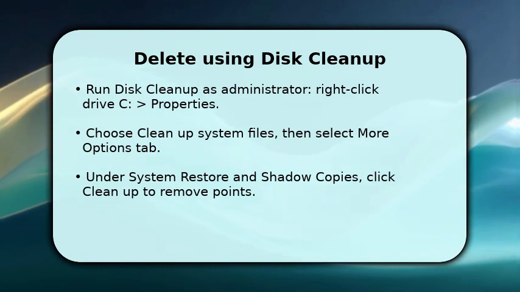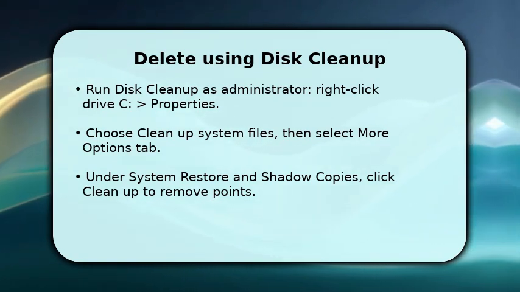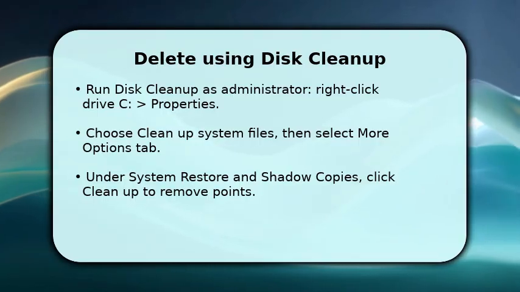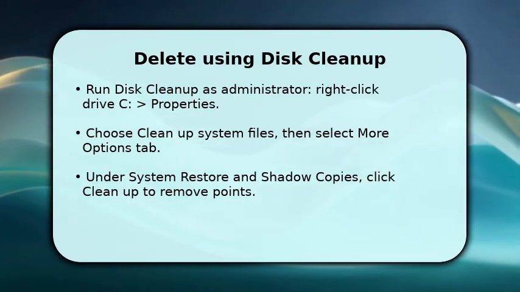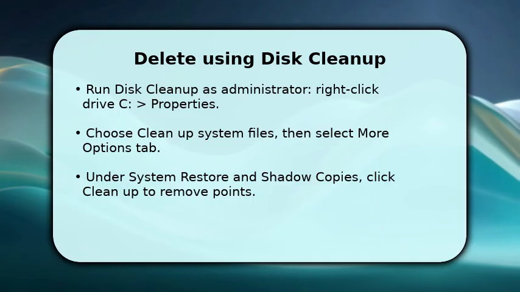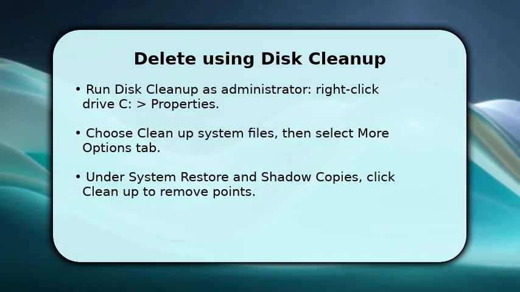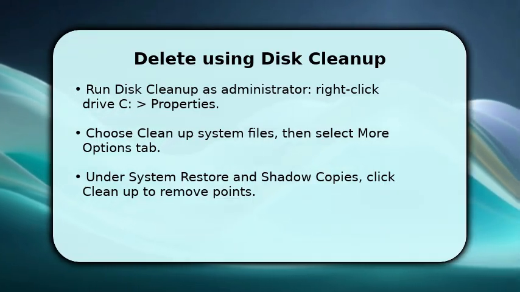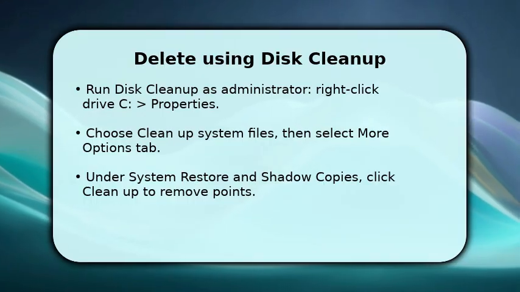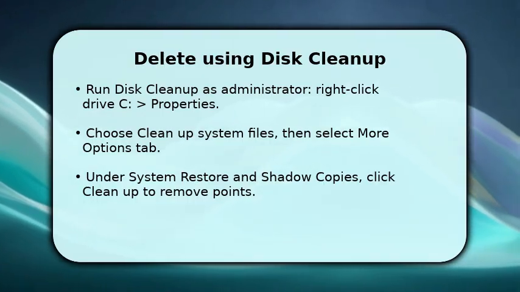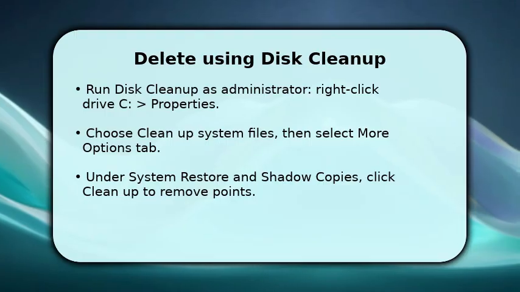Run Disk Cleanup as administrator on the system drive, choose Cleanup System Files, then switch to the More Options tab. Under System Restore and Shadow Copies, click Cleanup and confirm removal of all but the most recent restore point. This removes restore point data at the file system level while preserving current protection.